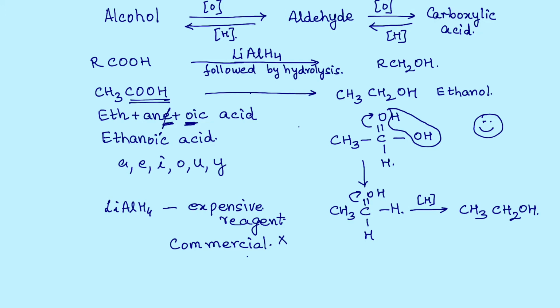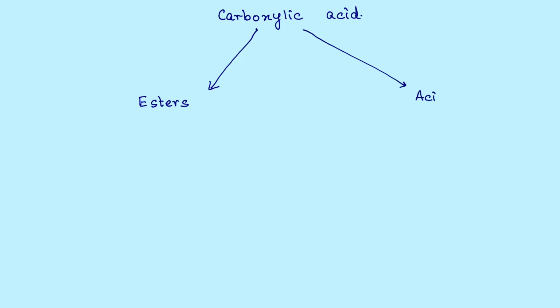So what do we do? What's the way out for this? An easier and better option is to convert the carboxylic acid into a form in which it can be more easily reduced. So what we do is we either convert the carboxylic acid to esters, or we convert the carboxylic acid to acid chlorides, which are much easier to reduce by the cheaper reducing agents as compared to lithium aluminium hydride that we've seen in the previous case.